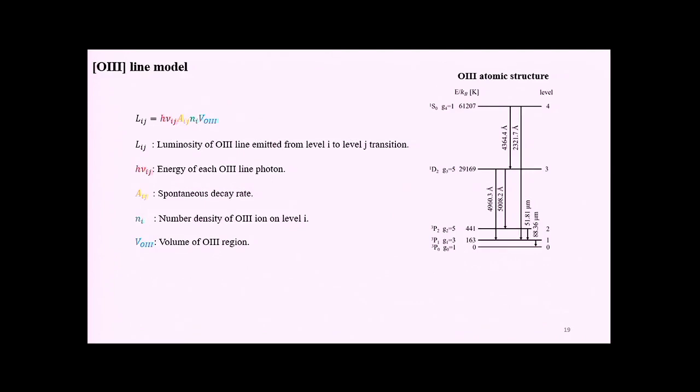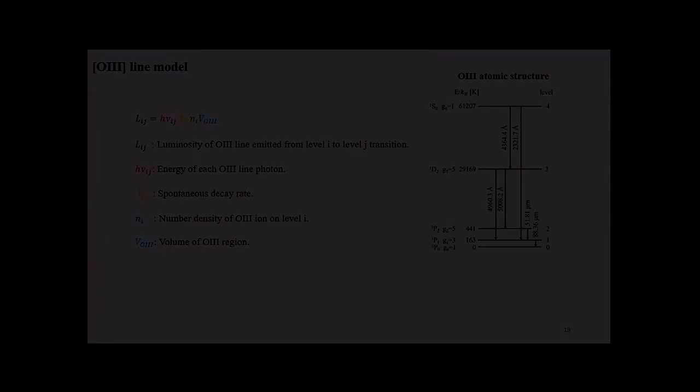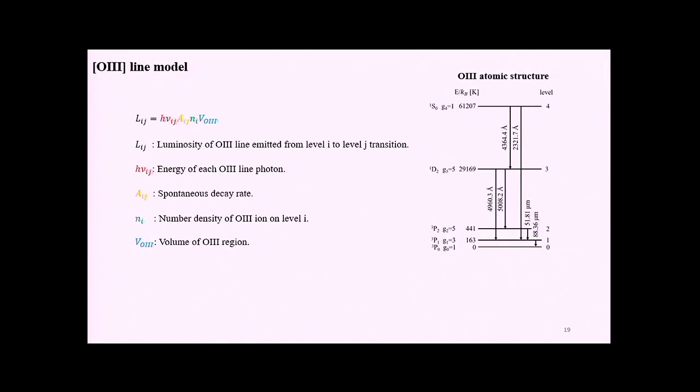Then the O3 line luminosity for this spherically symmetric and uniform galaxy can be modeled by the product of those 4 terms. The h nu term highlighted in red is the energy of the O3 line photon. The A term marked in orange is the rate at which the O3 ion can spontaneously decay from an upper to a lower fine structure energy level. The N term is the number density of O3 ions in the higher fine structure energy state. Finally, V_O3 is the total volume of the O3 region. Among those 4 terms, the energy of the O3 photon and the spontaneous decay rates are known physical parameters. So we only need to solve for the O3 ion level population abundance and the volume of the total O3 region.